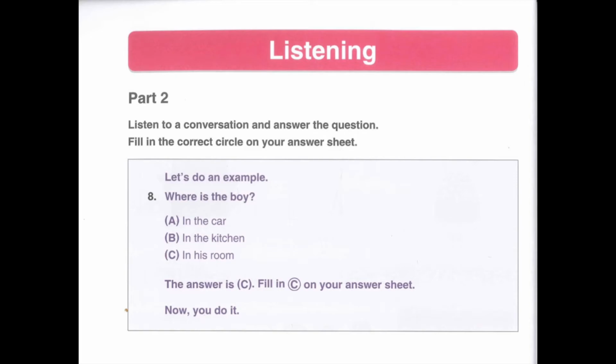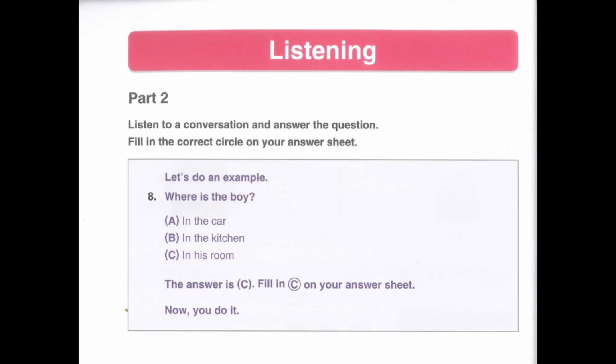Part 2. Listen to a conversation and answer the question. Fill in the correct circle on your answer sheet. Let's do an example. Number 8. Listen to a conversation between a boy and a girl. Listen for the answer to this question.